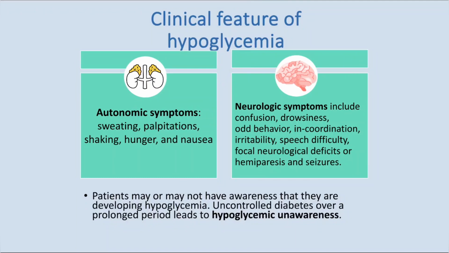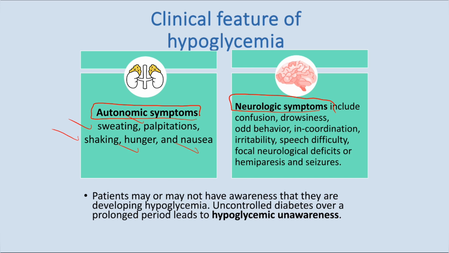What are the clinical features of hypoglycemia? It can be classified as autonomic symptoms and neurologic symptoms. What are the autonomic symptoms? Sweating, palpitation, shaking and tremor, hunger, and nausea. These patients usually get these symptoms if they have good autonomic functioning, and when the glucose level decreases, they will have these symptoms.